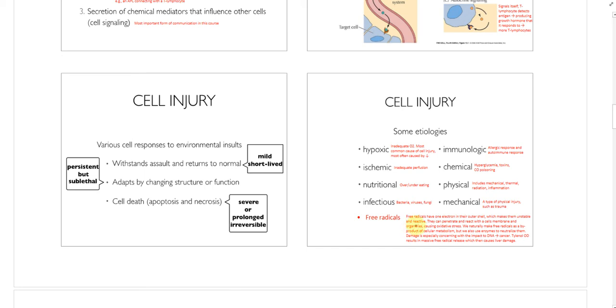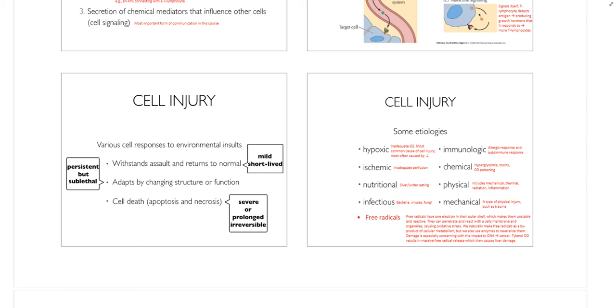Free radicals are also mentioned specifically as being a form of cell injury. And the way that free radicals are a problem is that they have one electron in their outer shell, and that makes them really unstable, really reactive, and so they're going to do whatever they can, whatever they want, with whatever environment they're put in. They can penetrate and react with a cell's membrane, as well as the organelles inside of that, and cause what we all hear about all the time as oxidative stress.